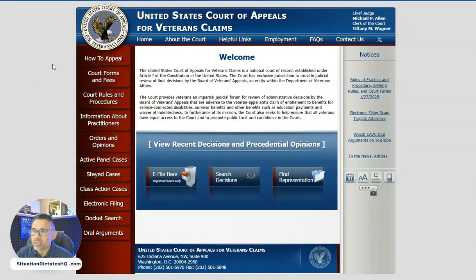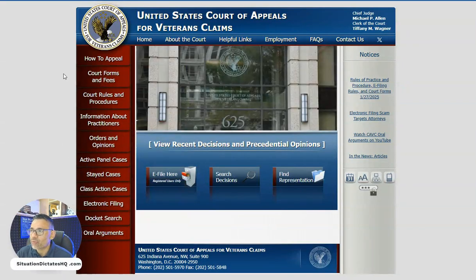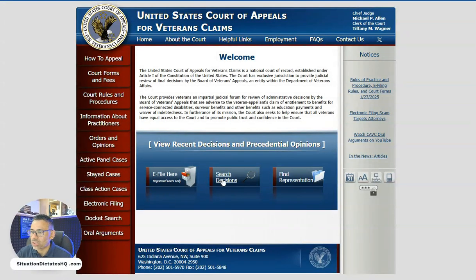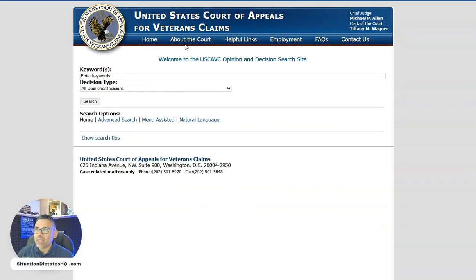There are a number of different options, like active panel cases and class actions, but I want to share specifically down here where it says search decisions. It's right here in the middle, so click on search decisions. You'll come to this website, and you're going to type in a keyword, and that keyword most likely is going to be your condition, the condition you want to find court cases for.